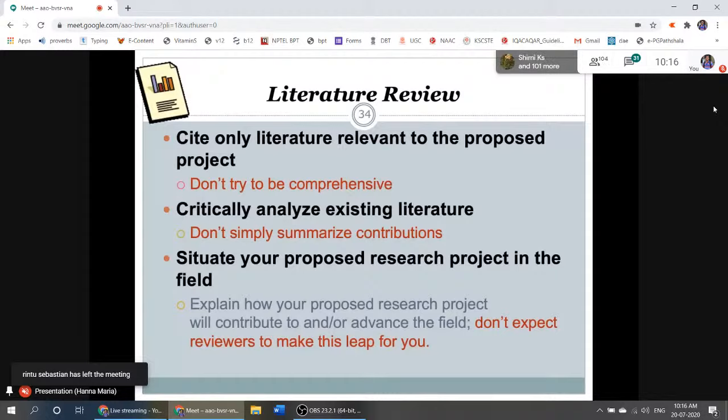Literature review, it's very, very important. Cite only literature relevant to the proposed project. I remember a colleague of mine lost a project in DST because he showed 100 references. The DST chairperson said, we will not accept your project. You cite only 20 or 25 references, very, very key references. So don't write so many references. Cite only literature relevant to the proposed field. Don't try to be comprehensive. Critically analyze the existing literature. Situate your proposed research project in the field.